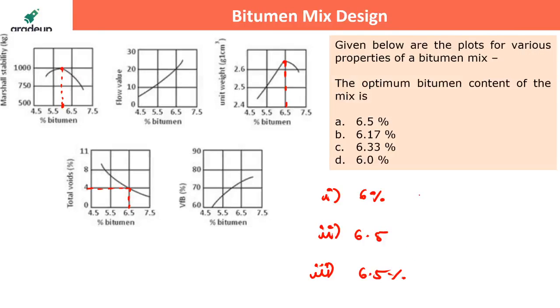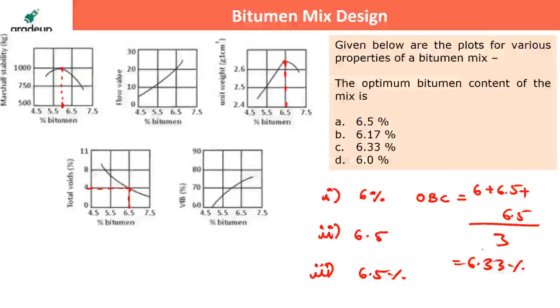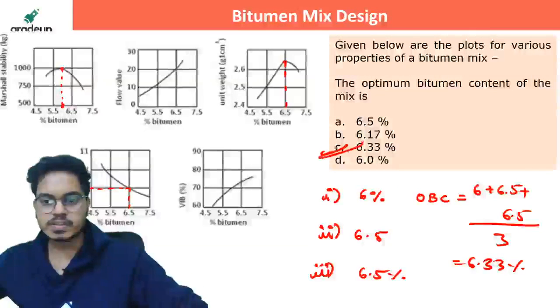Alright guys, so what will be the optimum binder content now? It will be 6 plus 6.5 plus 6.5 divided by 3. How much are we getting from here? 13 plus 6 divided by 3. It should be 6.33 percentage, and that is why option C is correct.